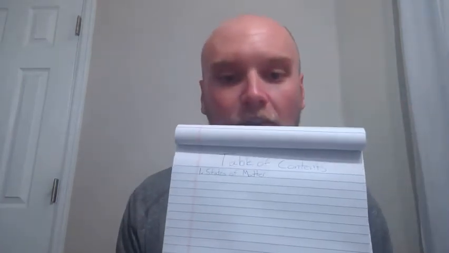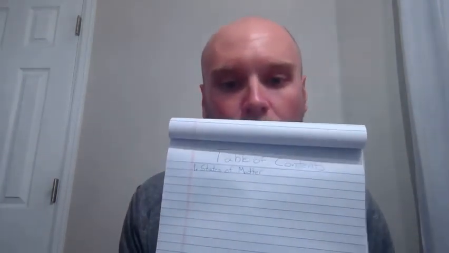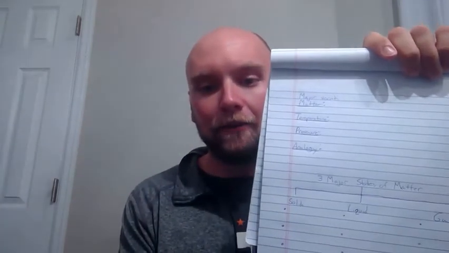Once you have that done, you need to create a table of contents. And the first thing that's going to go in there is your states of matter notes. And then go to the next open page and you're going to title it States of Matter. And then I'm going to go over to a PowerPoint slide and it's going to show you exactly how to set up this page.